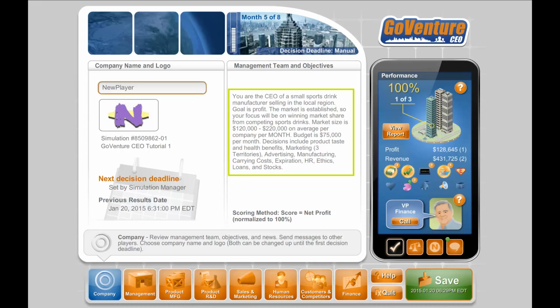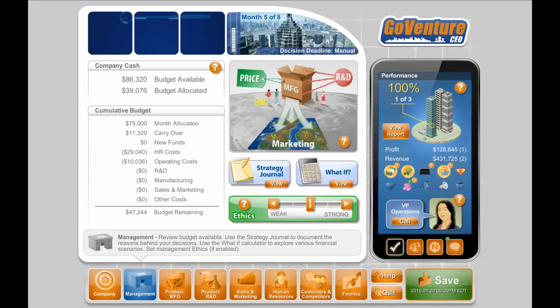The management team and objectives box displays the names of the people running this business, followed by your objectives and backstory. Now, let's go to the management screen by clicking on the orange management button. At the beginning of each period, you are assigned a budget. Your job is to determine how you are going to allocate that budget.